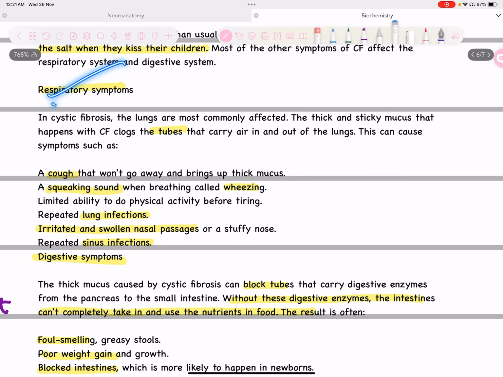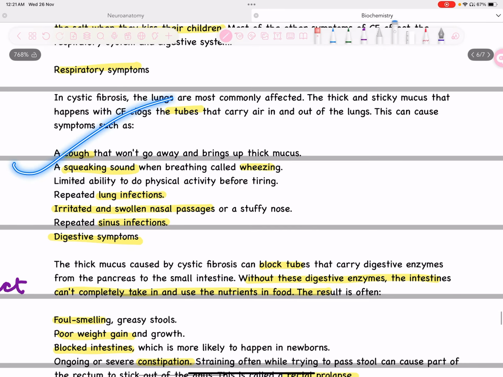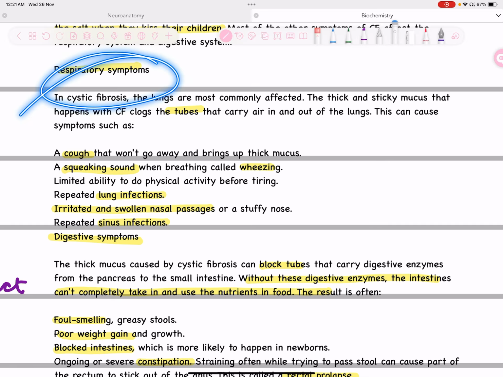The respiratory symptoms, why do they arise? Obviously, because that thick and sticky mucus is going to clog the tubes that carry air in and out of the lungs. Because of this, there'll be a lot of coughing in the children or even in the adults. There'll be squeaking sound, wheezing, there'll be lung infections, there'll be irritated and swollen nasal passages, there'll be sinus infections. So these are the respiratory symptoms. And this is obviously because lungs are blocked. And also there'll be pneumonia.